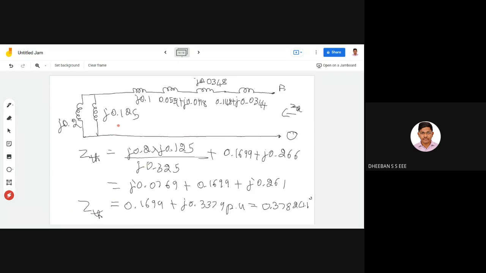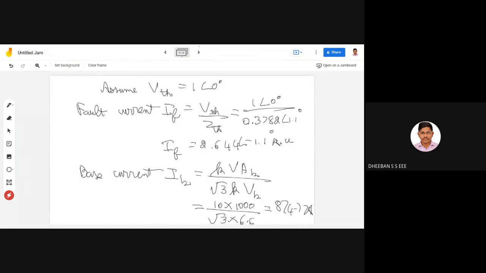Okay, so we have found the Thevenin impedance, and next we have to move towards your VTH, that is the Thevenin voltage. As per the circuit analysis, that is the fault analysis part, while considering the Thevenin, I have already told that you have to assume the Thevenin voltage to be like a flat voltage profile, that is, one at an angle of 0 degree. After considering that, you'll be getting the VTH at 1 at an angle of 0 degree. So after this, you have to find the fault current.